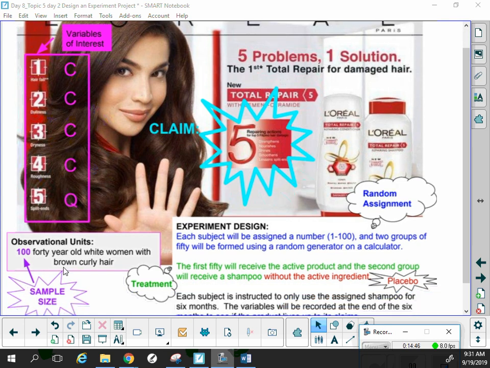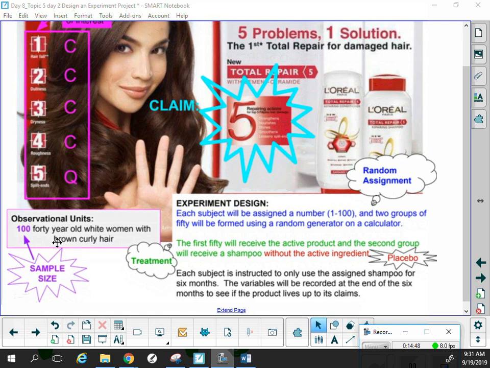I have my observational units. My observational units are 140-year-old white women with brown curly hair. I made it as specific as I could to avoid that confounding, okay? So my sample size I said was 100.